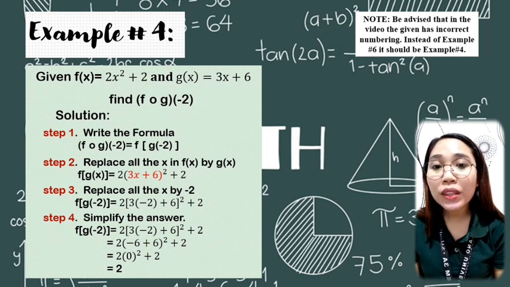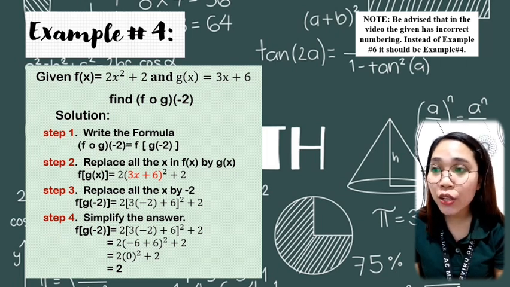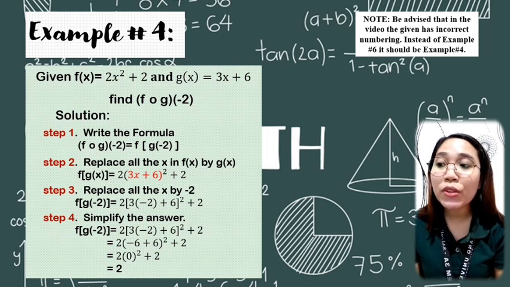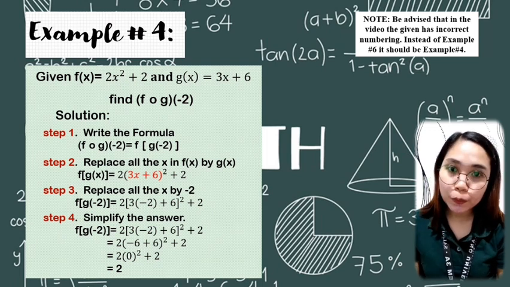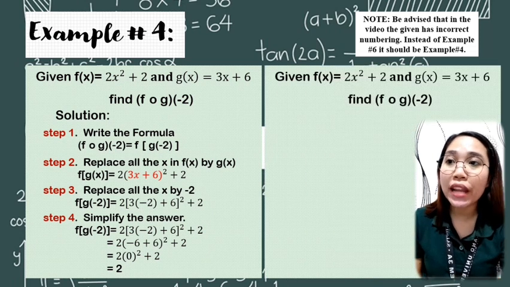So we have 2 times 0 squared plus 2, and we all know that every number multiplied by 0, the answer is 0. So the final answer will be 2. Okay, that is solution 1. I have an alternate solution for that.